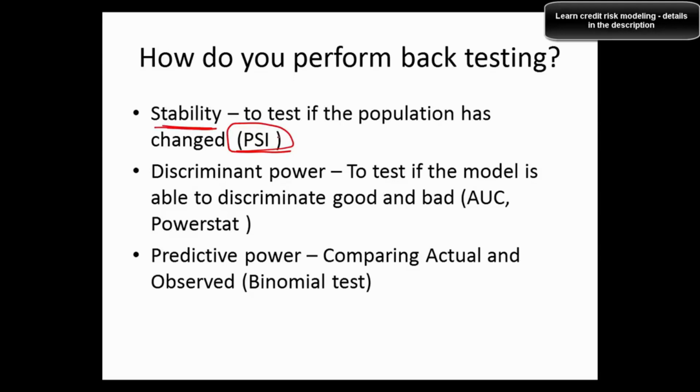We have a question on PSI, so we will see how PSI is calculated later on in this video. Discriminant power tests if the model is able to discriminate good and bad in the case of, let's say, PD, and for LGD and EAD, of course, there are ways to see whether it is performing as expected or not. So we use the AUC statistic to see whether the discriminant ability of the model is good enough. Predictive power compares actual versus observed. The statistical test that's used is the binomial test, to see whether they are similar or dissimilar.